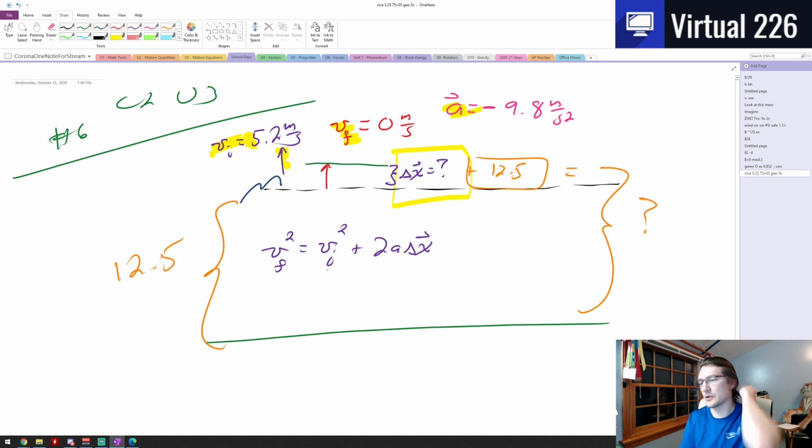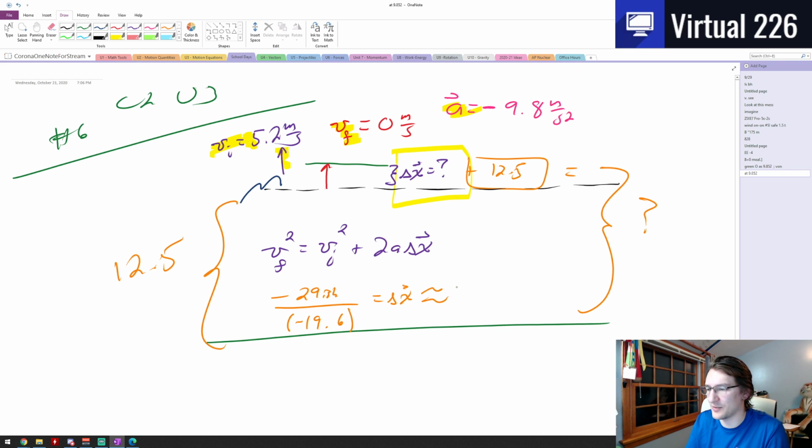There's a whole bunch of algebra here, but you're going to have like the negative 29-ish, I can't remember what that is, and then it's going to be divided by 2 times negative 9.8, which is negative 19.6, to equal delta x. In the end, this should be approximately 1.37, 1.4 meters. That's what you're looking for here. And then when you add that to the 12.5, you get somewhere around 13.9 meters.